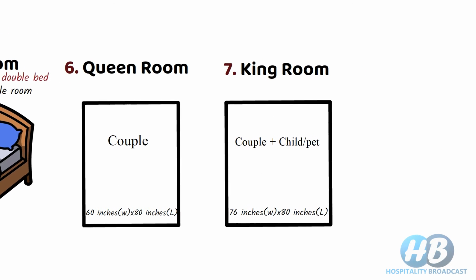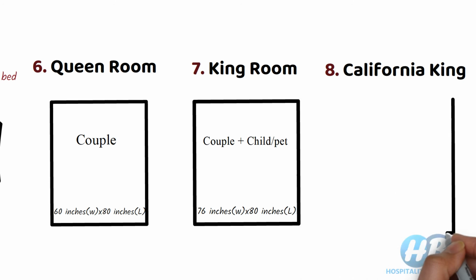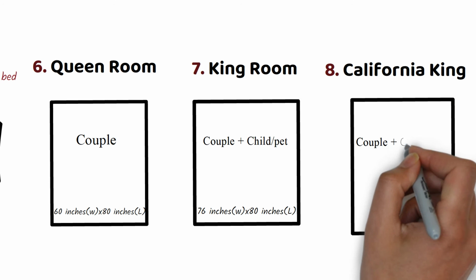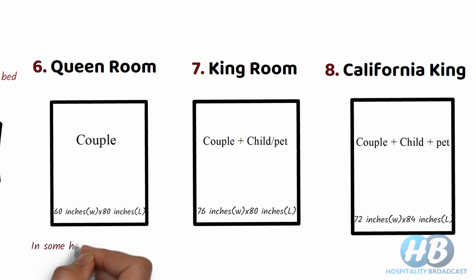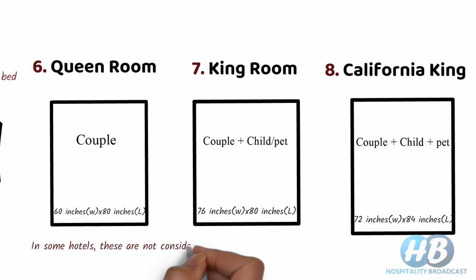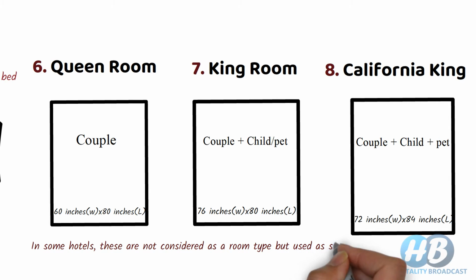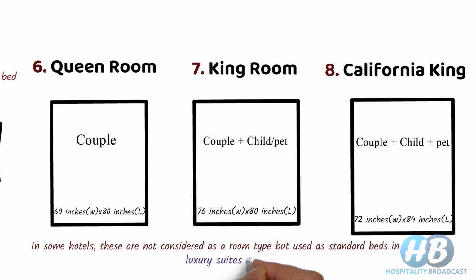There is one more popular bed called California bed, suitable for a couple plus child and a small pet. Generally, these are not considered room types but are used as standard beds in luxury suite rooms. Suite rooms we will discuss in the later part of this video.